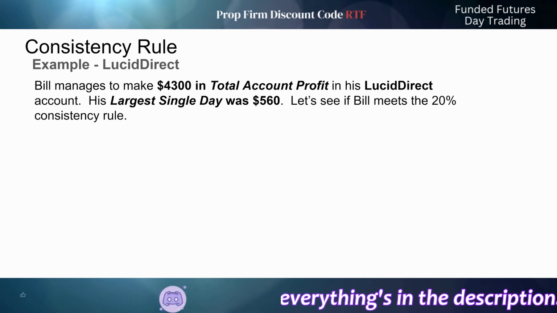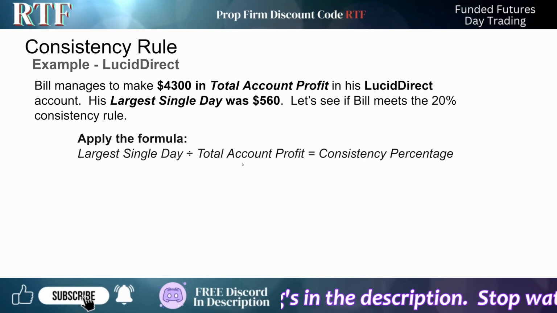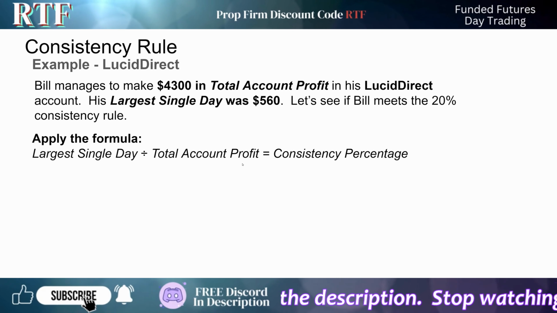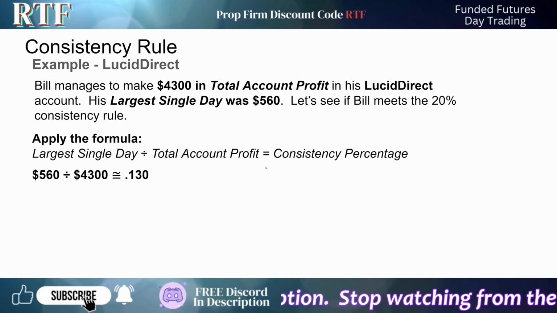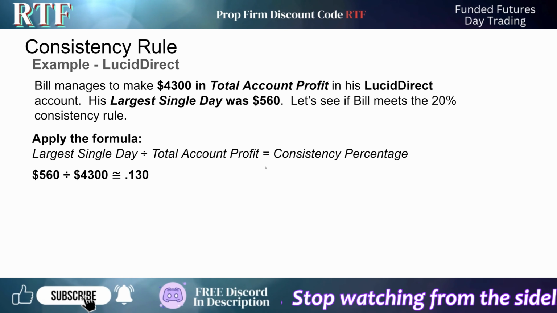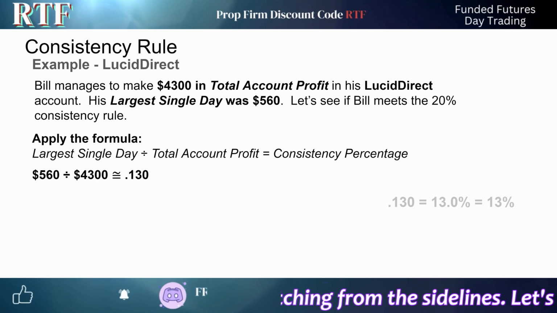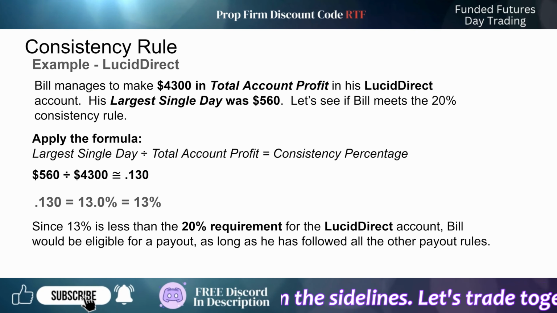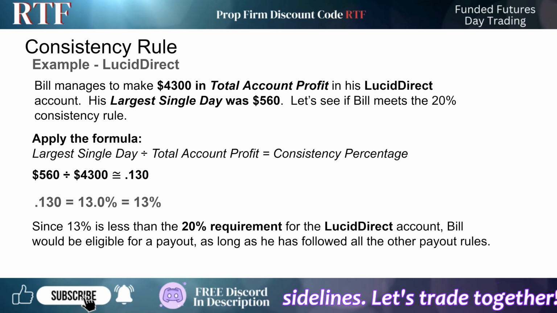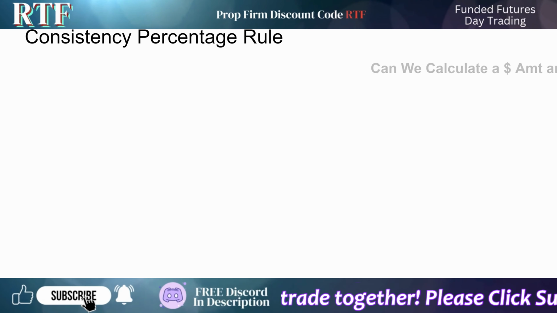His largest single day was $560. Now let's see if Bill meets the 20% consistency rule. So we'll apply the formula. The largest single day divided by the total account profit equals the consistency percentage. So 560 divided by 4,300 is more or less equal to 0.130. So 0.130 equals 13%. And since 13% is less than the 20% requirement for the Lucid Direct account, Bill will be eligible for a payout, as long as he has followed all the other payout rules.